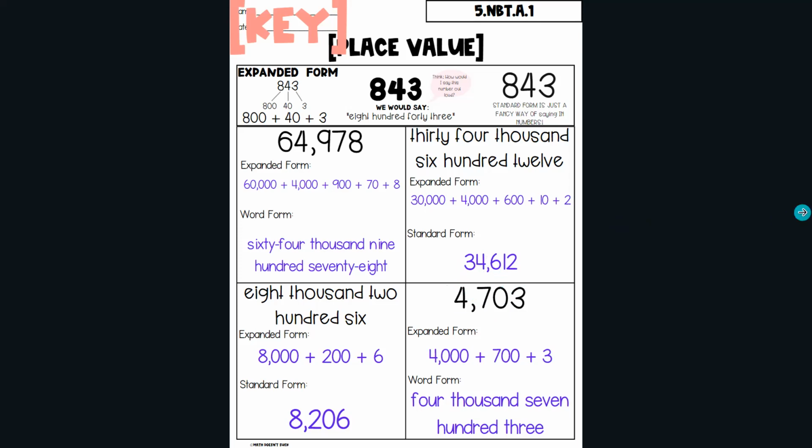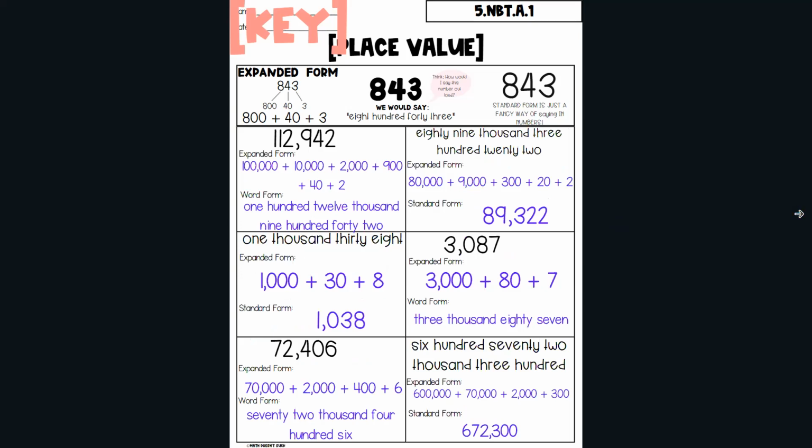All right, friends, let's take a look at homework number 2 for the week. Again, we're working on our place value. We're talking about standard form, which is writing the number. Word form, which is writing what we say when we say the number out loud. And expanded form, pulling out the value of each digit and writing it as a stretched out addition problem.